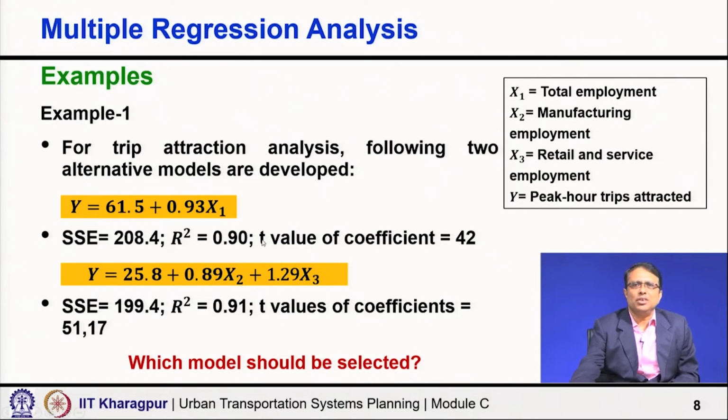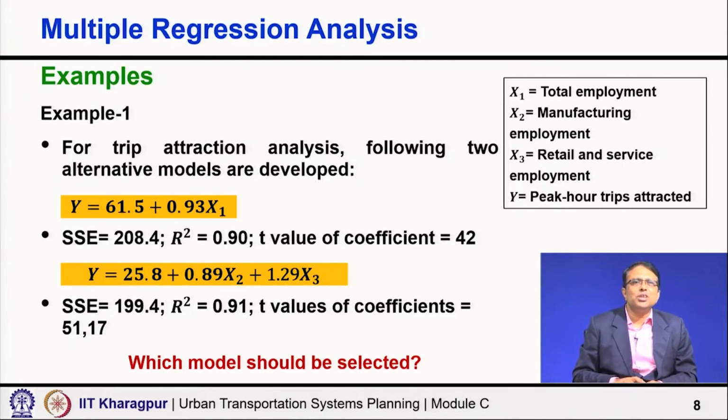These are again hypothetical examples, because I quickly want to convey a few other things to you. Let us take a model. We are now trying to do peak hour trip attraction. In one case, I gave you 61.5 plus 0.93 x 1, where x 1 is total employment, and here I get a standard error of 208, R square of 0.9 and a t value of 42. 42 is very high. So, obviously, it is statistically significant, there is no doubt about that.